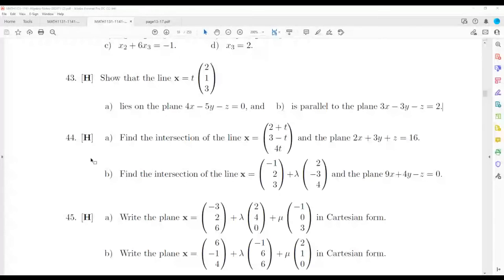Let me go back and share my screen again. Okay, so 44 is an interesting one. It's very similar to the ideas of the previous questions. Let's do 44 quickly, and then we might switch over and do some calculus, because I think some of the calculus questions are pretty interesting this week. So let's have a look. Find the intersection of this line with this plane.